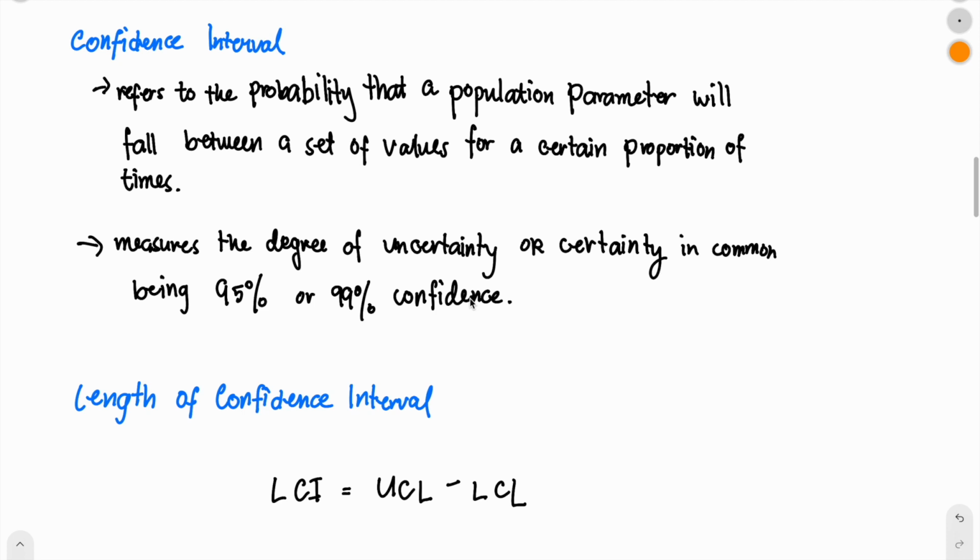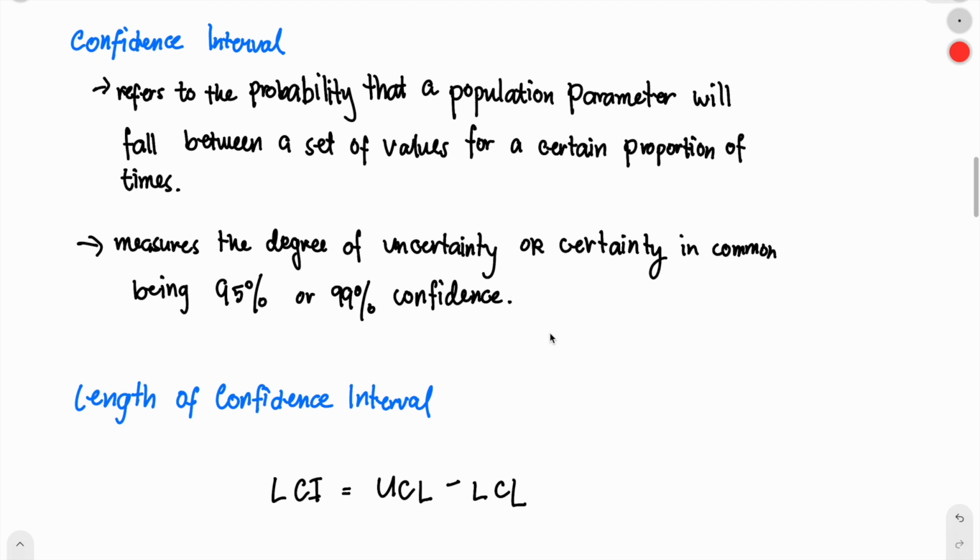Hello everyone. So your lesson for today is confidence interval, and we're also going to discuss margin of errors. So first, confidence interval refers to the probability that a population parameter will fall between a set of values for a certain proportion of times. And it measures the degree of uncertainty, in common being 95% or 99% confidence.